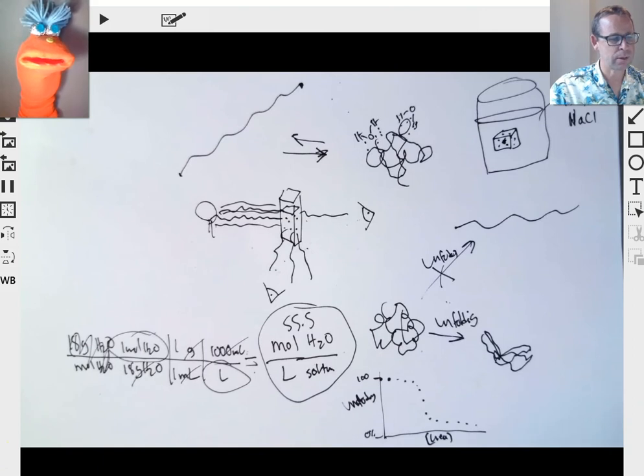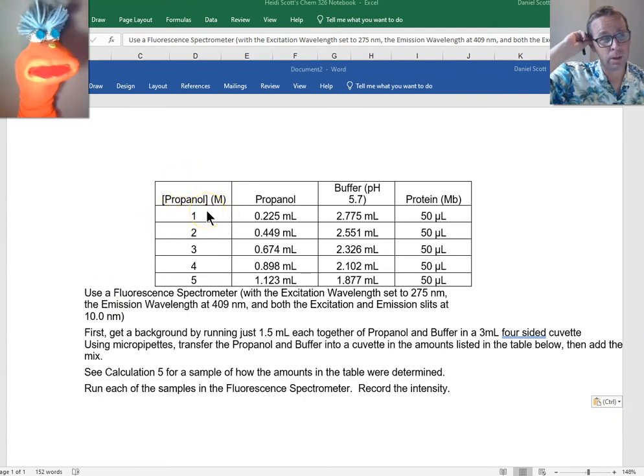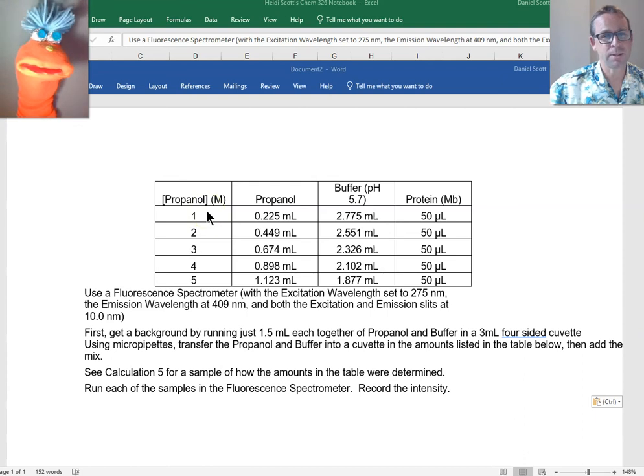Okay, so let's look at the methods that we followed for this experiment. So this is how this experiment was performed that we're going to use the data from. We used propanol. Propanol, you've heard of isopropanol? Yeah, that's in the medicine cabinet, right? That's right, that's rubbing alcohol. And we increased the amount of propanol as we decreased the amount of buffer here. All right. And the amount of protein stayed the same.